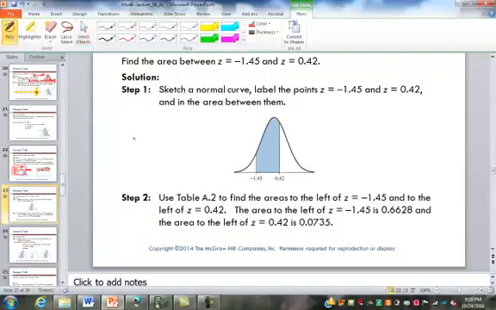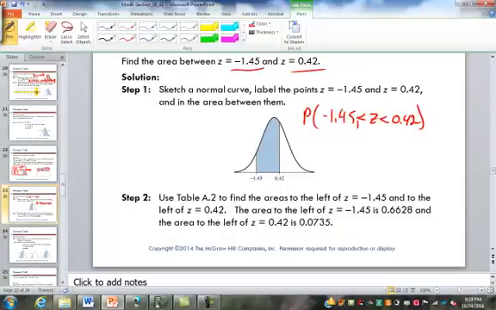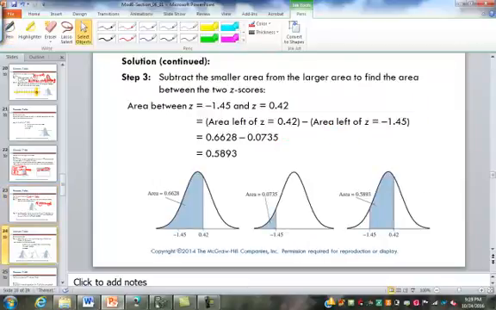Now it's saying find the area between negative 1.45 and 0.42. So this is P, the negative 1.45 is less than Z is less than 0.42. This one's easy to put into the calculator because we don't have to put in a positive infinity or negative infinity, because we have both endpoints. We have both the lower limit and the upper limit. Here's our lower limit. Here's our upper limit. Now, if we were using the table, we would look up both values and do some subtracting. We're not going to worry about that. See, they're doing the table here. Let's worry about entering this in the calculator.